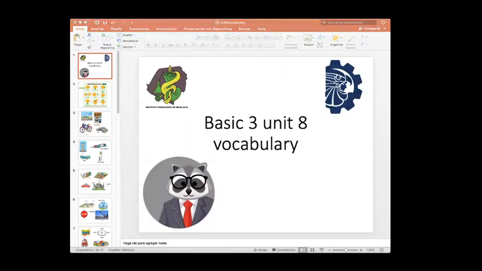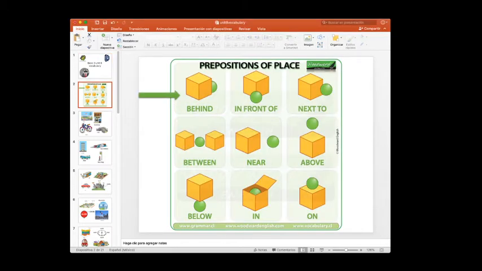This is Basic 3 Unit 8 Vocabulary. We are going to check the vocabulary that we are going to use in this unit. The first part, we have the prepositions of place. The first one is behind, okay? The ball is behind the square, or the cube.